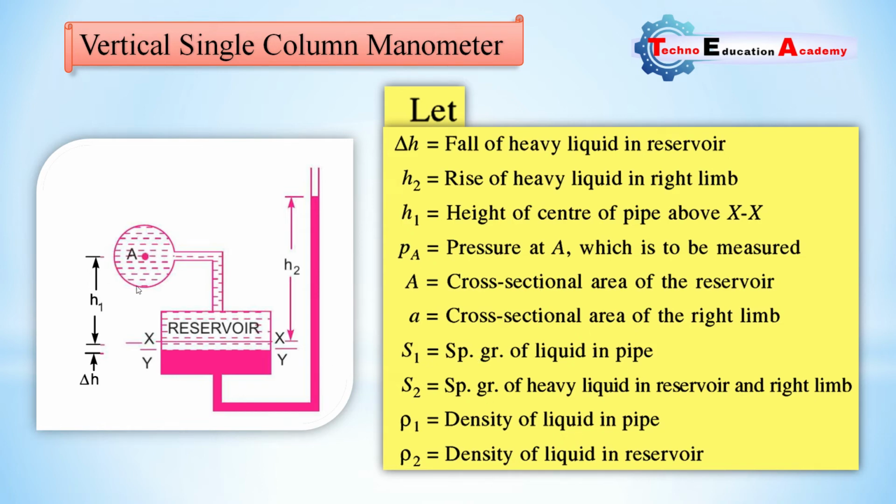Here we are considering the specific gravity S1, and for the high dense fluid the specific gravity we are considering S2, or we can say the specific gravity of heavy liquid in the reservoir and right limb. This heavy liquid is present in the reservoir as well as the right limb. It is represented by dark pink color. S2 is the specific gravity of heavy liquid in the reservoir and right limb. Rho1 is the density of liquid in pipe, and Rho2 is the density of liquid in reservoir.